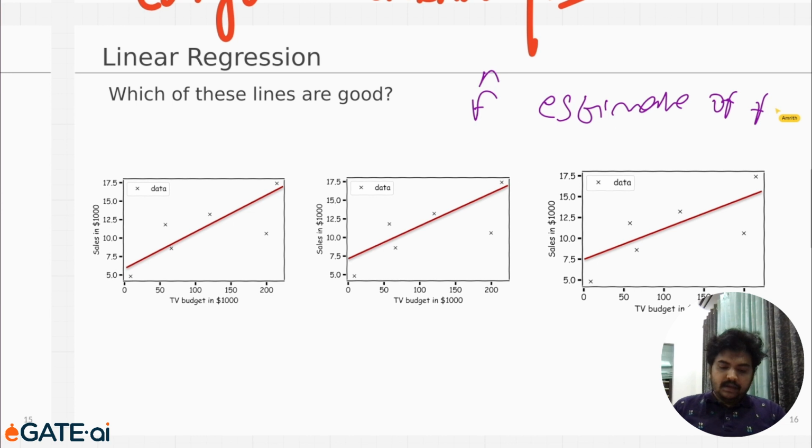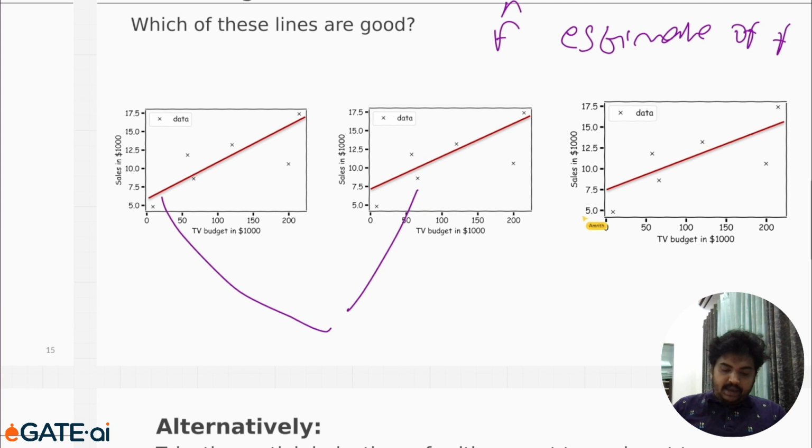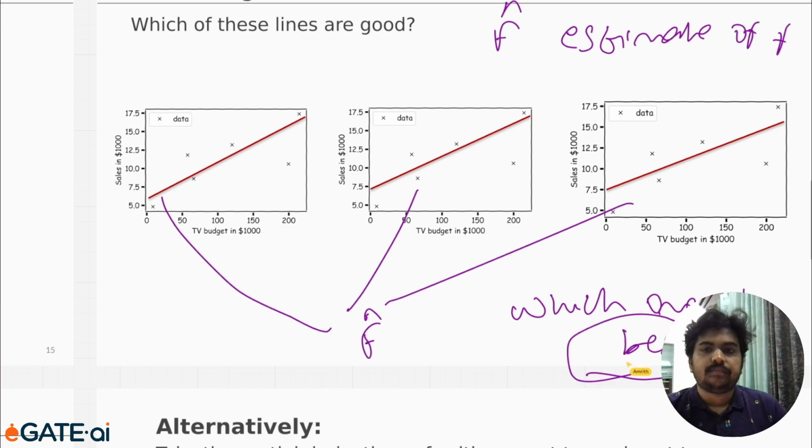If so, I currently have three such plottings here, three such red lines which can be possible candidates of f hat, and which one is best here? More importantly, how can I tell? This is a problem which is more fundamental, right? Given any arbitrary number of candidate functions, or given a space of possible functions, how can I tell which of these is good? There should be a way to do that.